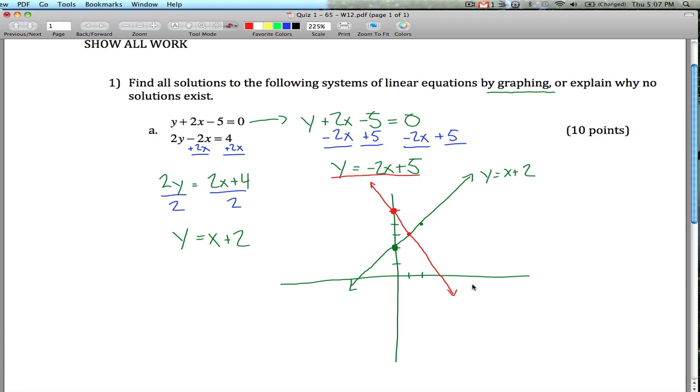So this line right here, I would say, is y equals negative 2x plus 5. So now I've graphed it. I'm doing pretty good. If you got to here, you're getting most of the credit. But really what we want is this point of intersection right here.